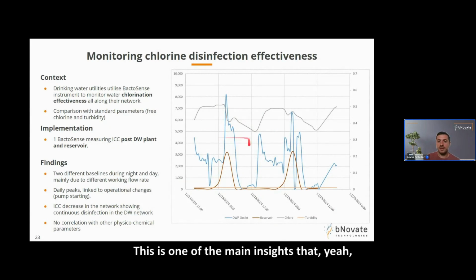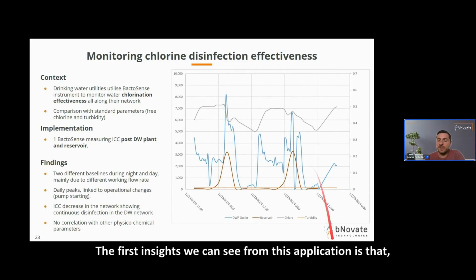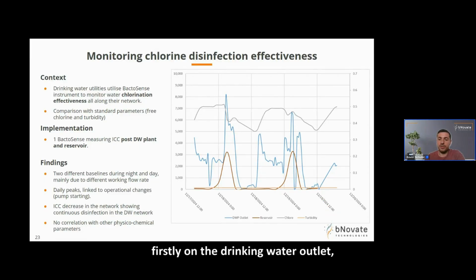This is one of the main insights: disinfection is still occurring and moving forward inside the network, and maybe even some spikes that we can see here. The first insight from this application is that, on the drinking water outlet, and it wasn't shown with any other parameters, there are two baselines, two operating modes for bacteria and the dynamics, one over the day and one over the night. During the day, the value will be quite low, while over the night, the value will be higher.